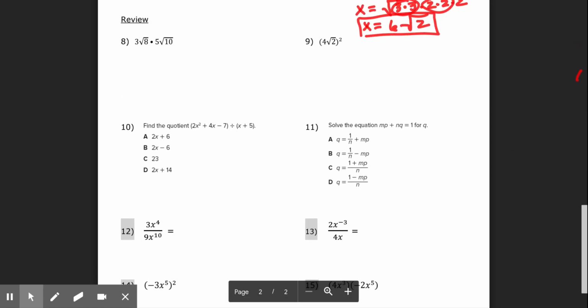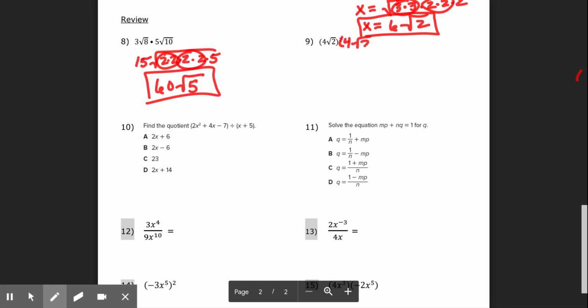Lovely. Okay, so on number 8, it's just multiplying, which is what we've been doing. 3 times 5 is 15. And 10 is 2 times 5. So I have 1 pair of 2's, 2 pair of 2's, so that's 2 times 2 is 4 times 15, so that's 60 square roots of 5. The other one, we've been doing this. So this is times 4 square roots of 2. So 4 times 4 is 16 times 2 gives us 32. Got that.